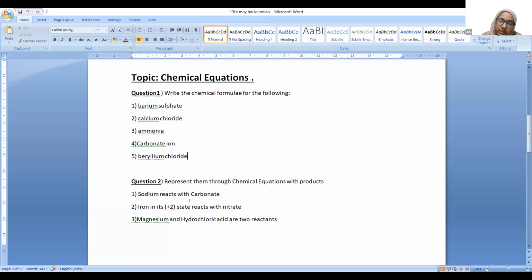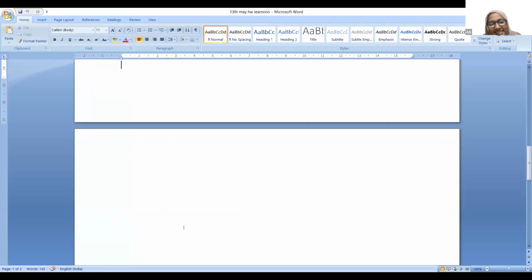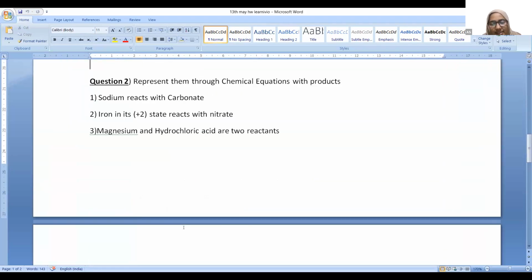See this one? Are you able to understand this one? The question 2? Acha, tell me the third part of this question 2. The third part. Mg plus HCl. Mg plus HCl. These become the reactants, right?